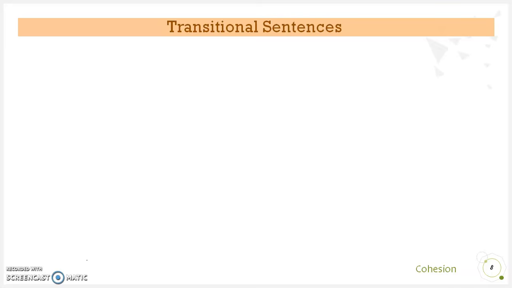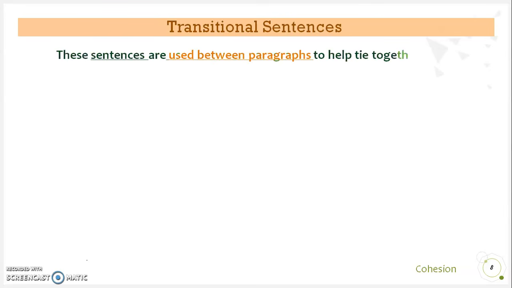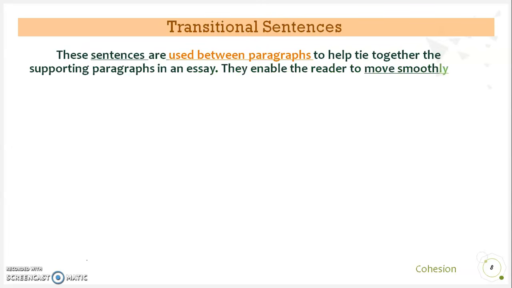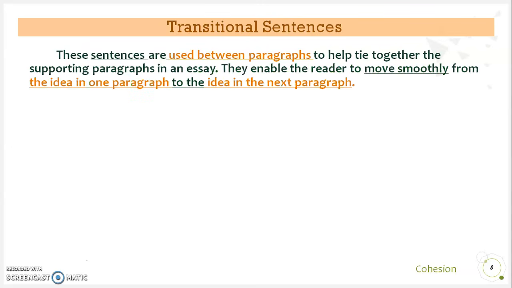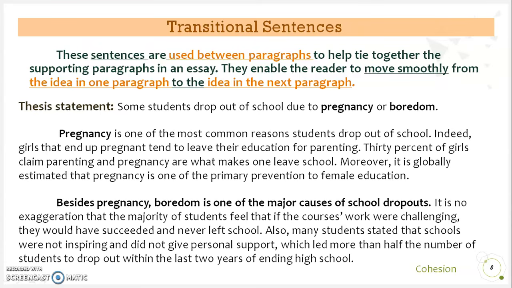Let's move to transitional sentences. These sentences are used between paragraphs, that is, body paragraphs, to help tie together the supporting paragraphs in an essay. They enable the reader to move smoothly from the idea in one paragraph to the idea in the next paragraph. Let's look at the following example. The thesis statement of this essay is, some students drop out of school due to pregnancy or boredom. Therefore, the topic is dropping out of school. We have two subtopics, pregnancy and boredom. This is body paragraph 1 and this is body paragraph 2.